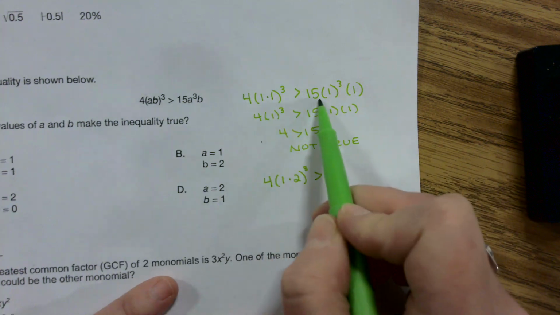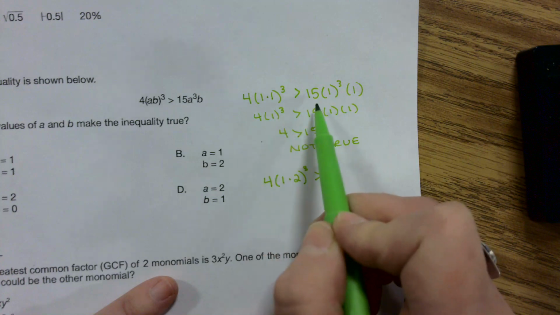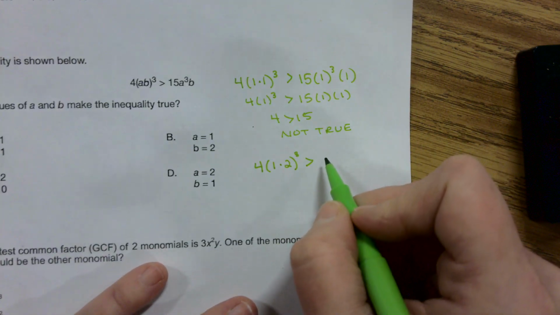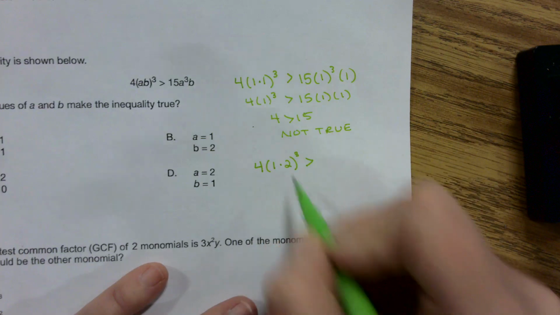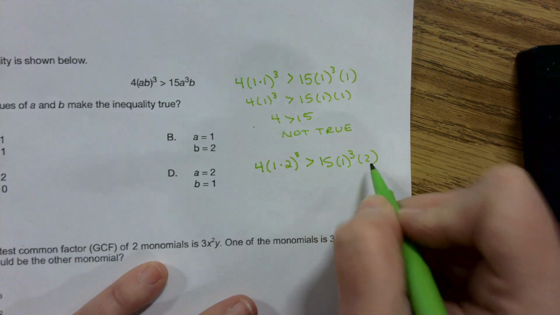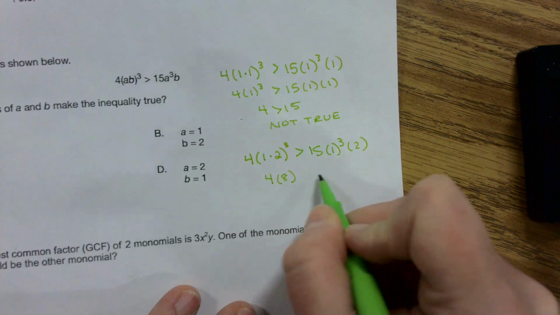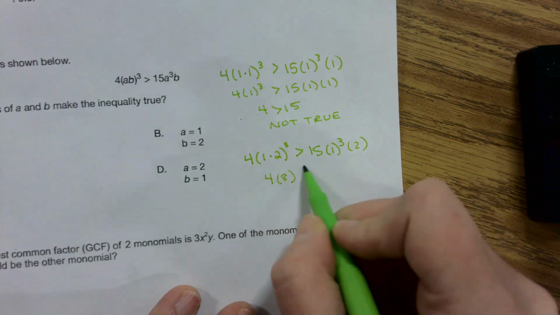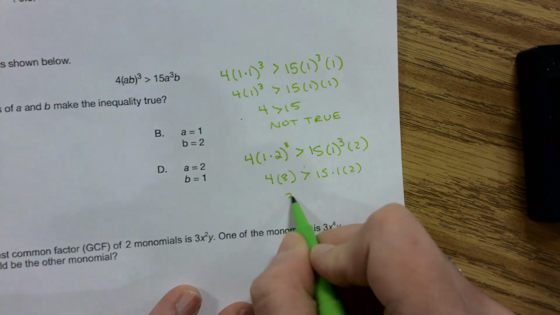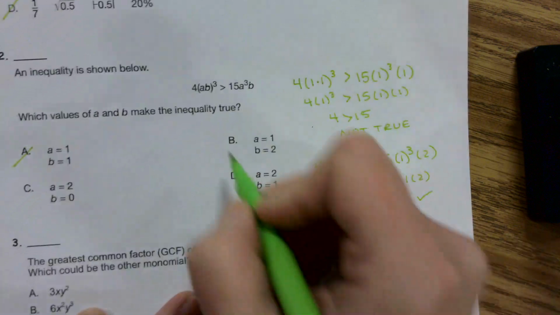The key here is 15 is less than 4 is not true. So we need numbers really big here to overpower that 15. We just might get it here. Oh, yeah, okay. A is 1, B is 2. Because 2 to the third is 8. And it worked. So your answer is B.